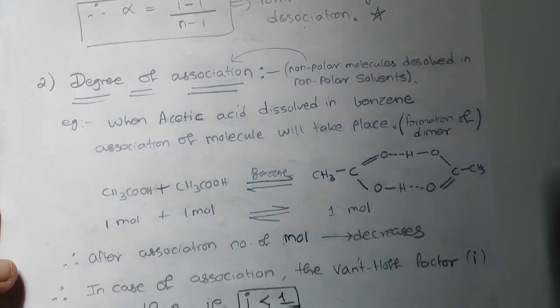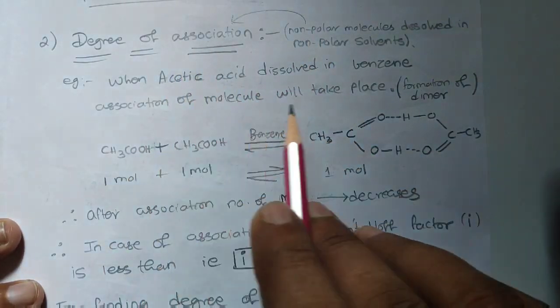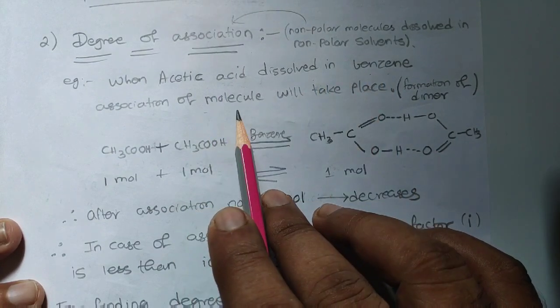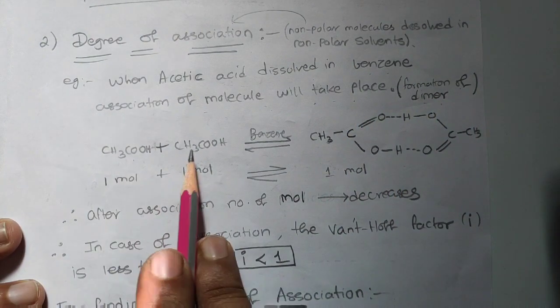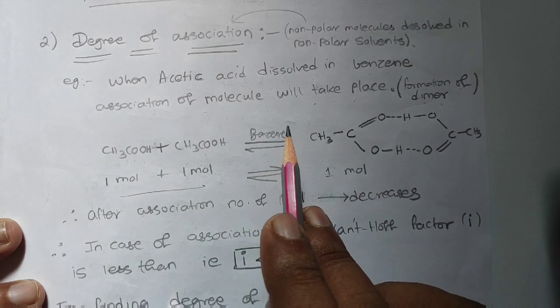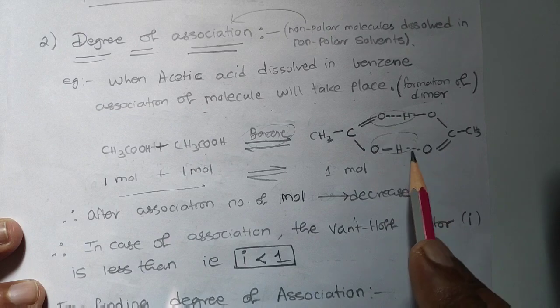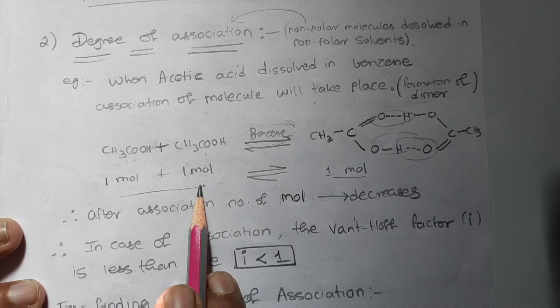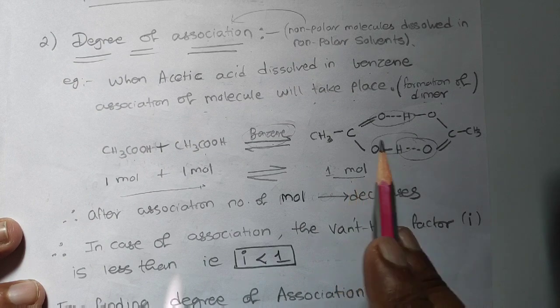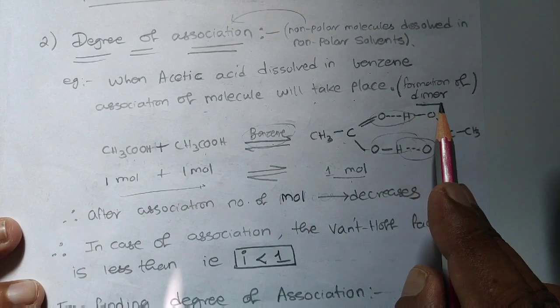Now when we talk about degree of association, what does it mean? What happens when acetic acid is dissolved in benzene? Association of molecules will take place, that is, formation of a dimer. Here this is acetic acid, 2 moles are there. Clear? When it is dissolved in benzene, it combines with each other through a hydrogen bond, and it will become 1 mole, right? Before association it was 2 moles. After association it became 1 mole. 2 molecules combined to form 1 molecule. We call it a dimer, right?